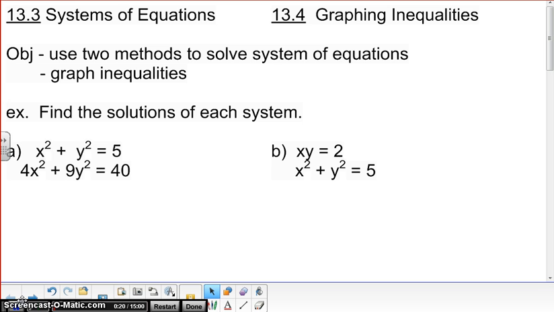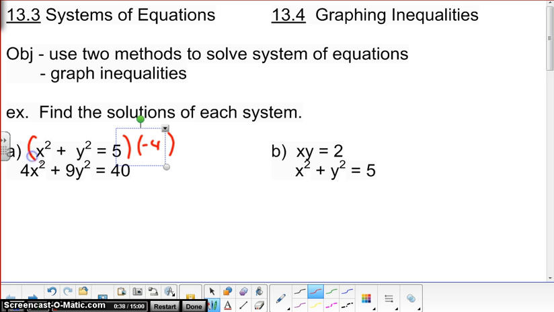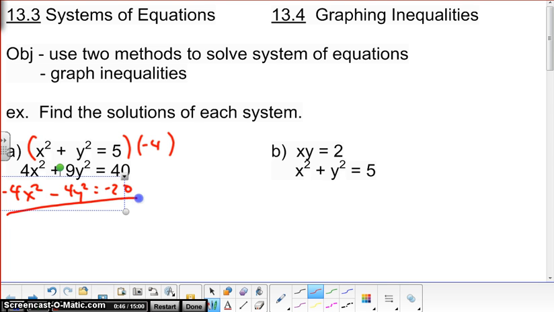So we have x squared plus y squared equals 5 and 4x squared plus 9y squared equals 40. We could either use substitution or we could use elimination with this method. Let's go ahead and for this round multiply the first one by -4. So we'll use the elimination method. We'll get -4x squared minus 4y squared equals -20. If we add those, the x's cancel out.